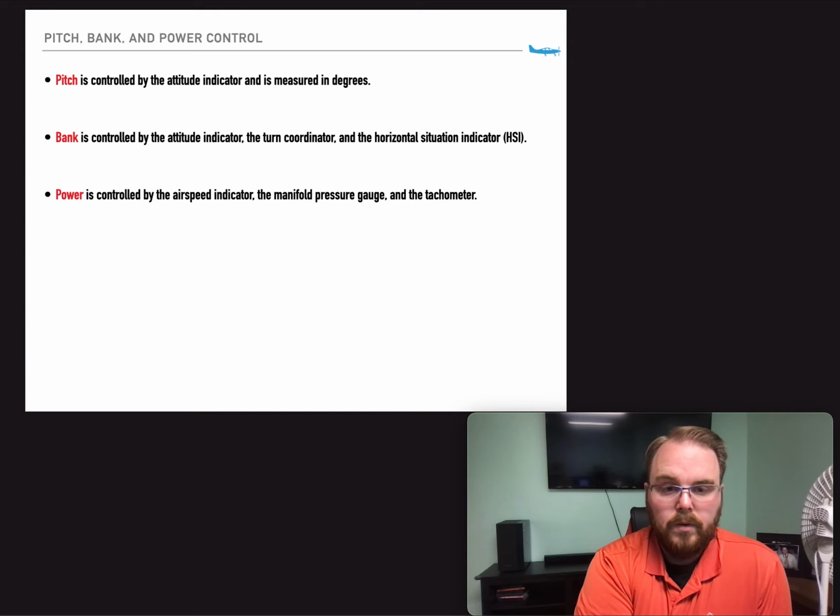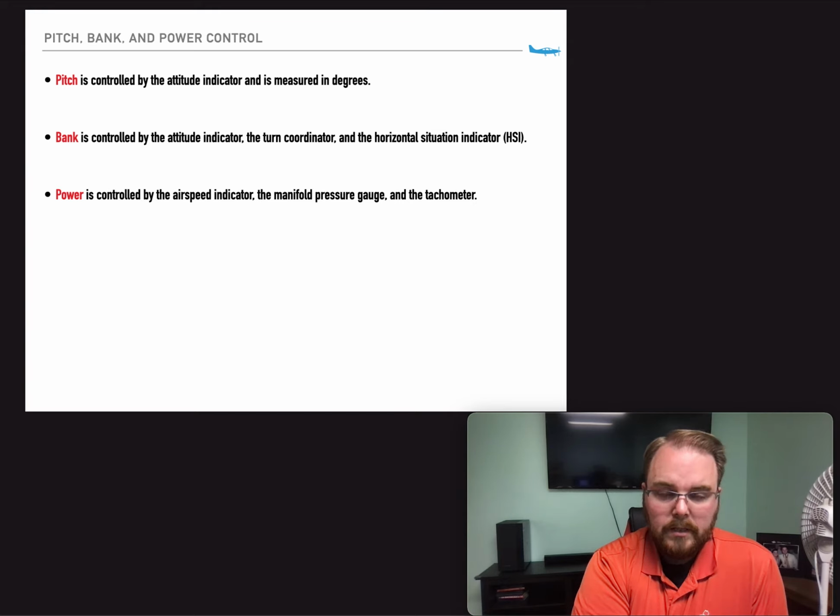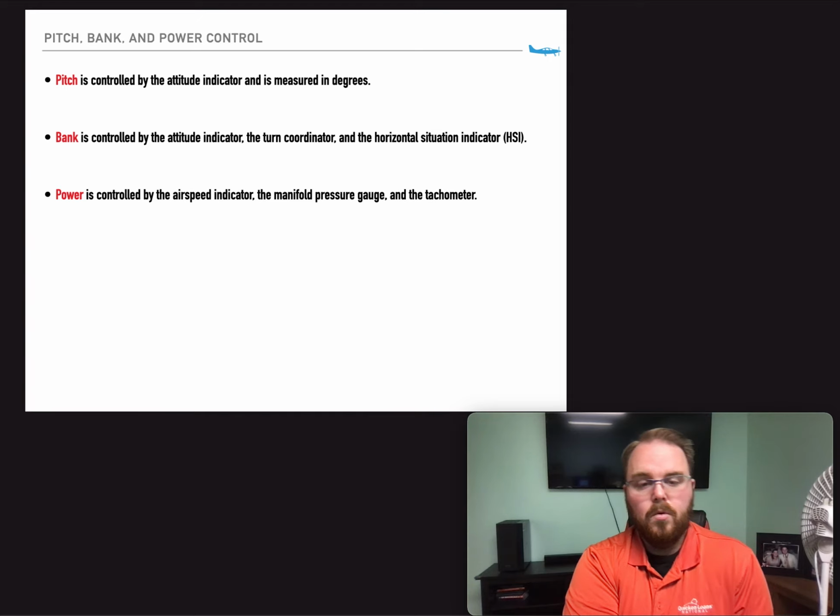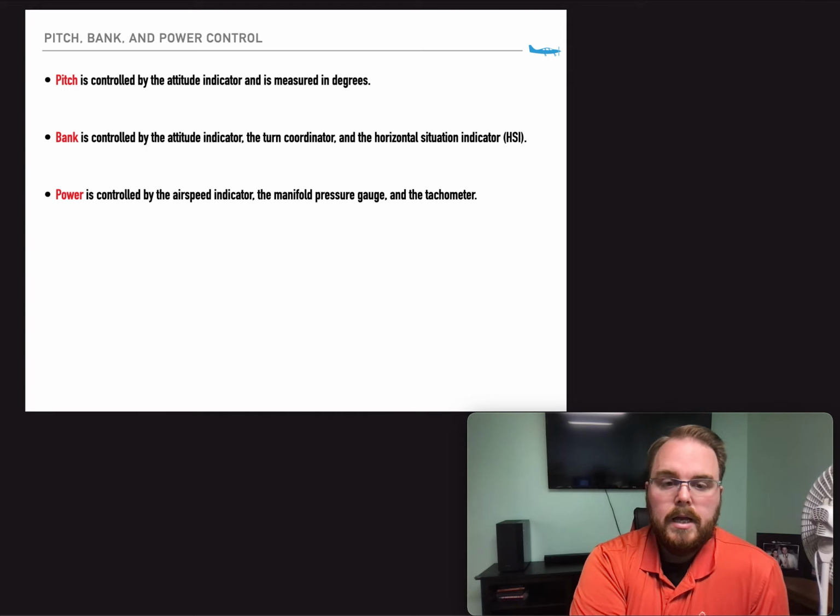So like I said earlier, if you wanted to bank, the attitude indicator tells you how many degrees of bank. The turn coordinator agrees, says you're in a coordinated turn and what your quality and rate of turn is. And the horizontal situation indicator is going to turn and tell you what direction you're turning. Power is controlled by the airspeed indicator, right? So if we add in manifold pressure and increase our tachometer or add in just more RPMs in our Cessnas or whatever, our airspeed indicator is going to tell us how much power we have. It's what gives us that power control.